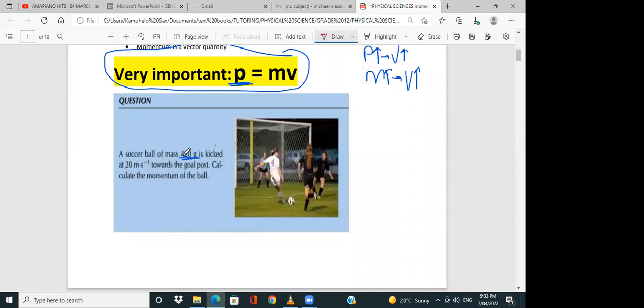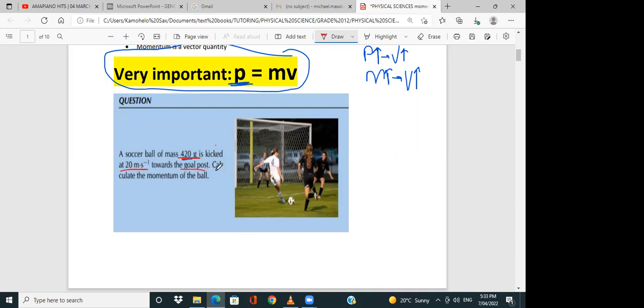Thank you. Now, 420 grams. Guys, remember, 420 grams. I talked about something regarding the mass. Now, a ball of mass 420 grams is being kicked at 20 meters per second towards the goal post.